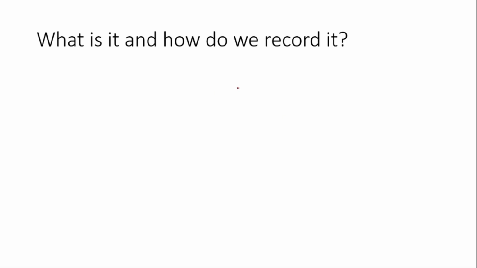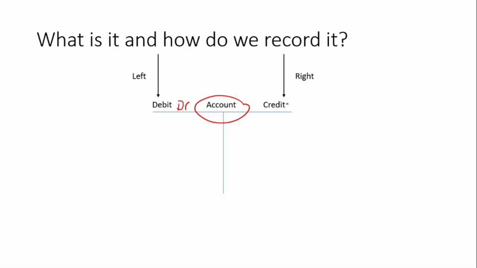So, how do we record it? Well, we're going to have an account like this. On the left side, we're going to have the word debit, but it can also be written as DR. And on the right side, we have credit, which is also written as CR. But I find people getting confused with debit cards and credit cards. They are not the same as debits and credits. So that's just something for you to keep in mind.